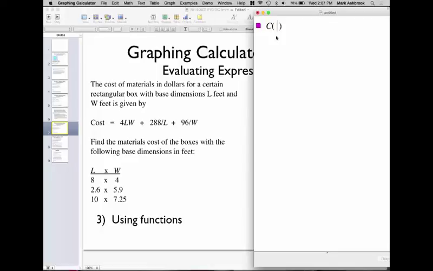Now we have 2 independent variables instead of 1, so we put L and W separated by a comma. It's the same as all the functions we've talked about so far, it's just that there are 2 independent variables rather than 1. We'll define that function with the rule 4LW plus 288 over L plus 96 over W.